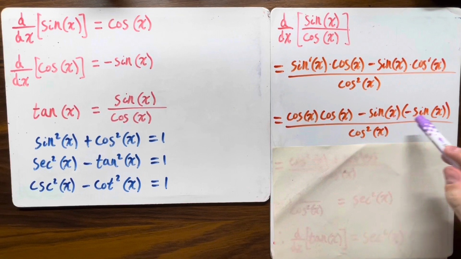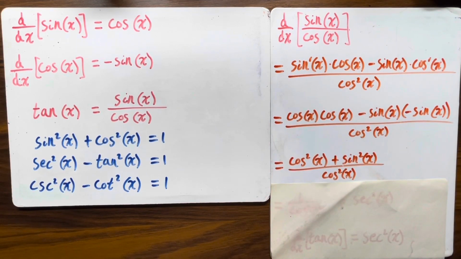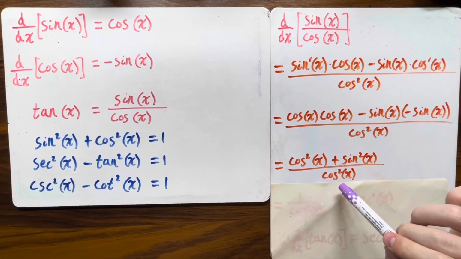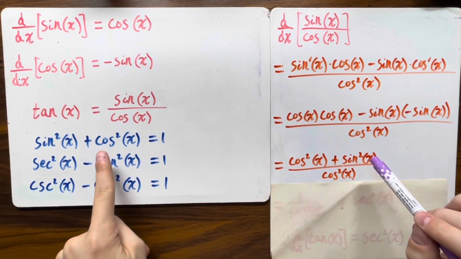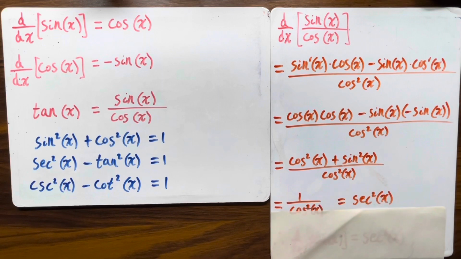And what is sine x times sine x? Well, it's sine squared. So we get this. Cosine squared plus sine squared divided by cosine squared. And what is cosine squared plus sine squared? Well, it's 1 based off of this identity. So then we get this.